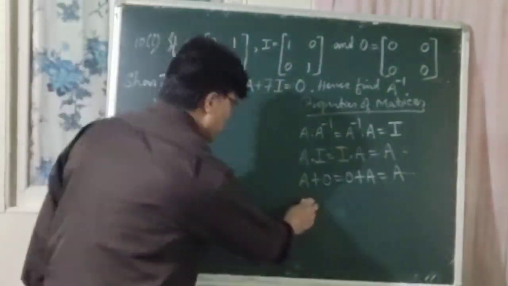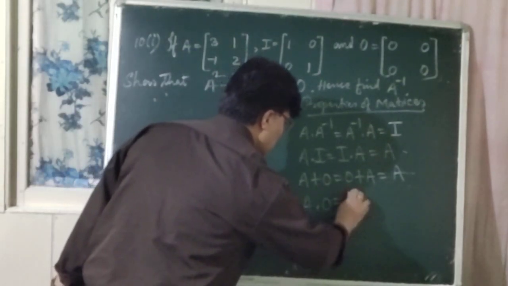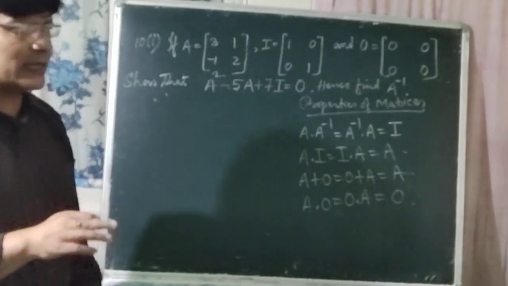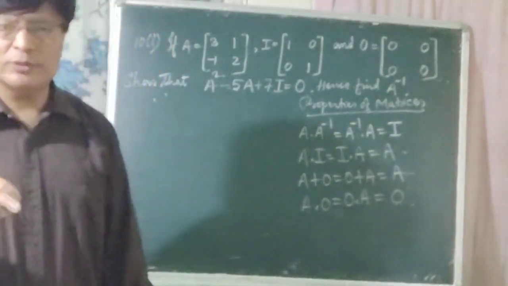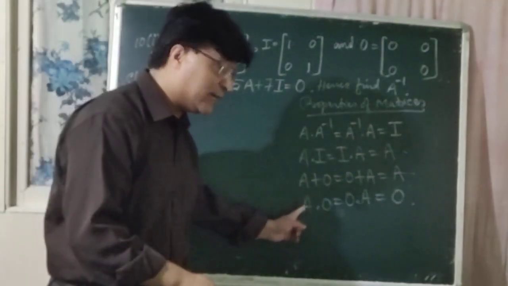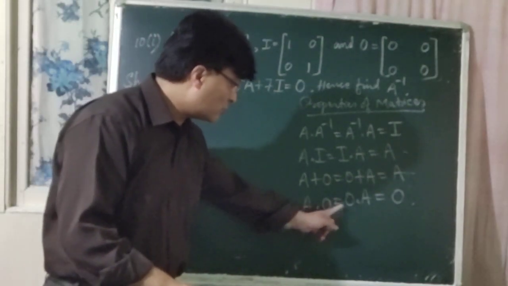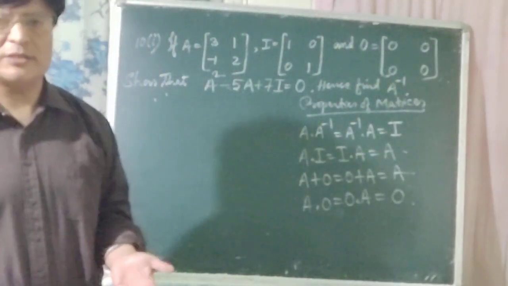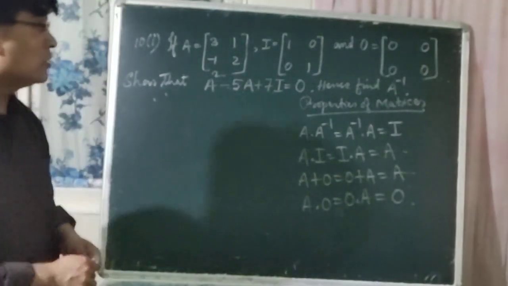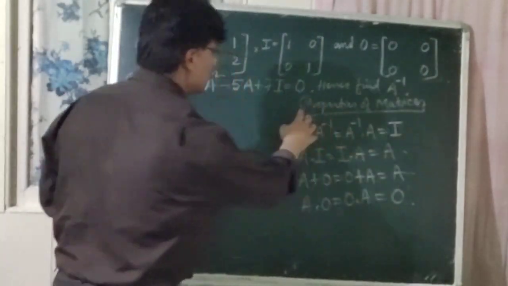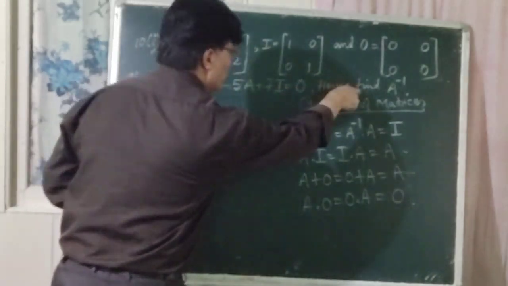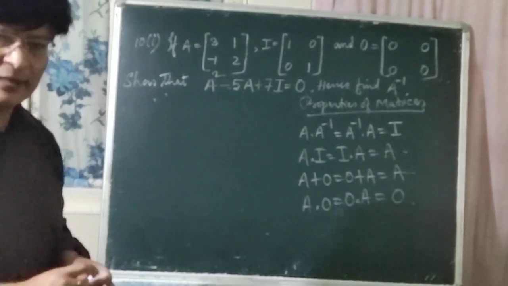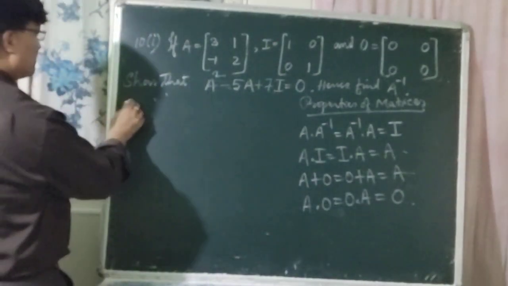Okay. Next one is A dot O is equal to O dot A is equal to the null matrix. It is just like 2 into 0 is equal to 0 into 2 is equal to 0. But in this case, A multiplied by the null matrix is equal to null matrix dot matrix A is equal to what? It is the 0 matrix, that is null matrix. Okay. So we will use these properties for this relation to find out the matrix A inverse. Is that clear now?